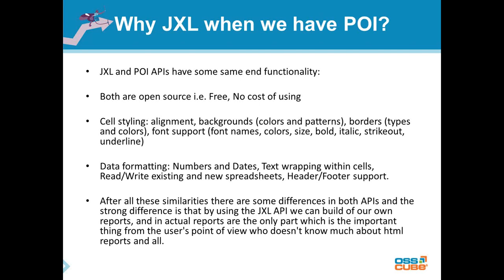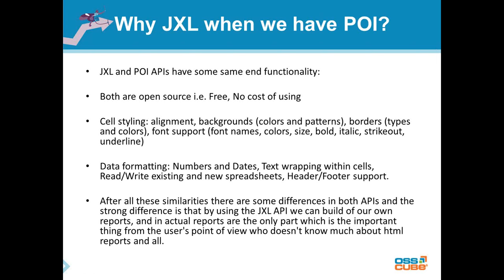As we mentioned in the beginning, just like JXL, we have similar kinds of solutions around. One of the solutions is POI. So why JXL when we have POI? I know many of you have this question in your mind. When you have POI, then why are we using JXL? There are a few similarities between JXL and POI, and I would like to mention those similarities. JXL and POI have some of the same end functionality. Both are open source, free of cost, and no additional cost is required to use either of them. Cell alignment and formatting are quite possible in both of them.